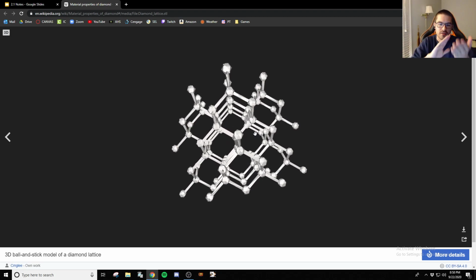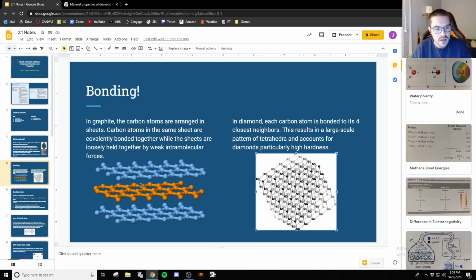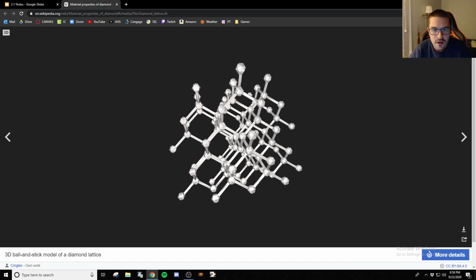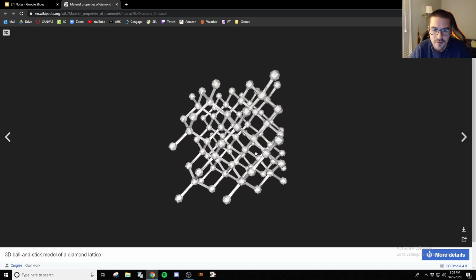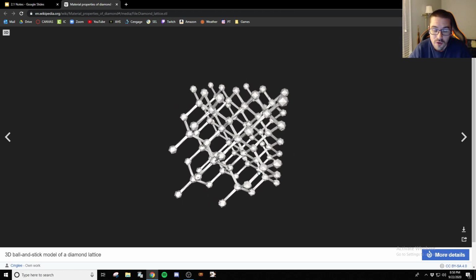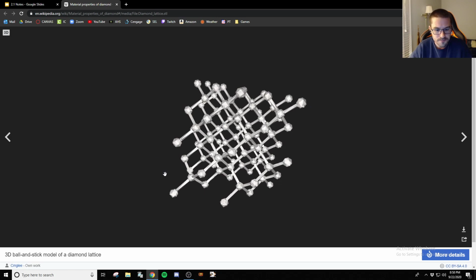You could not easily slip any part of this past itself. With the graphite sheets, you can slide them past one another because they're not strongly bonded to each other, but in diamond that is not the case. And so that's why it's a very hard and relatively tough material.